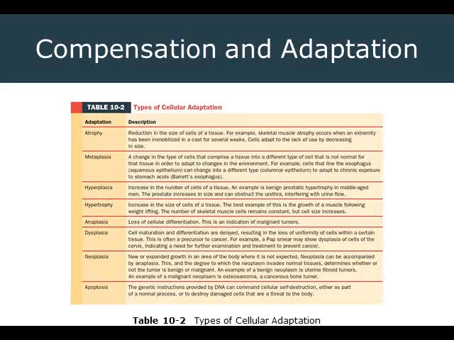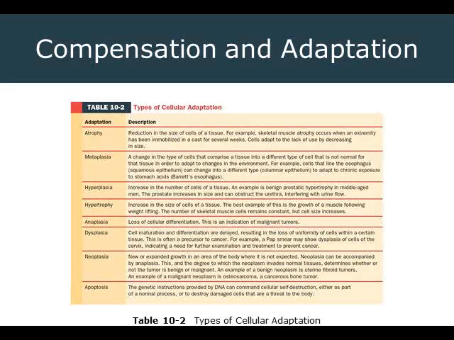For example, cells that line the esophagus, which are a squamous epithelium, can change into a different type, a columnar epithelium, to adapt to chronic exposure to stomach acids. They give you an example of Barrett's esophagus, but even for that matter, GERD, gastroesophageal reflux disease, where you constantly have stomach acids leaking back up into the esophagus. So they're going to change their structure, more or less become, we'll say, a type of scar tissue to accommodate this change in their environment.